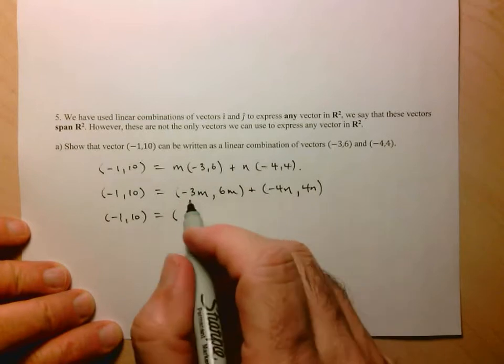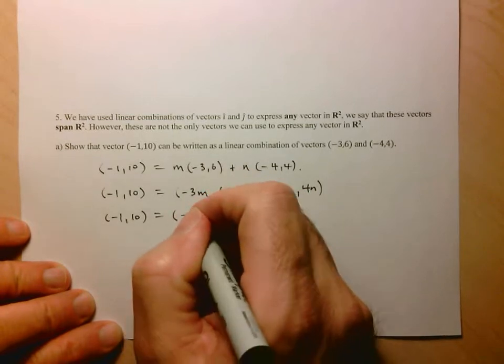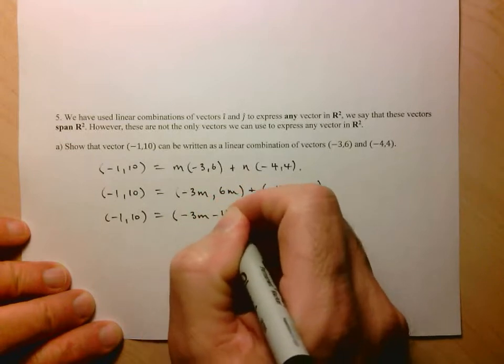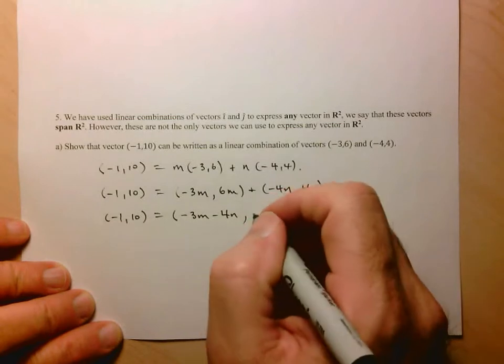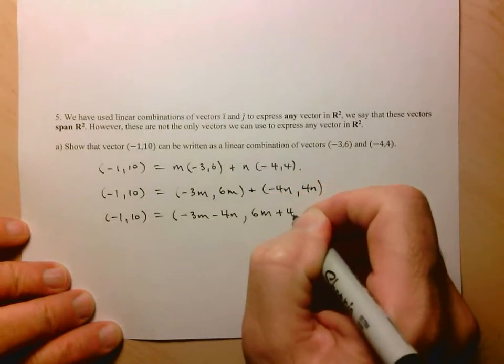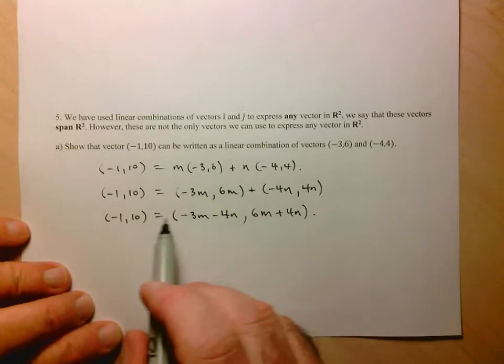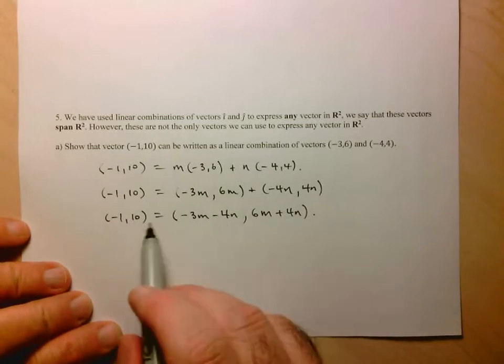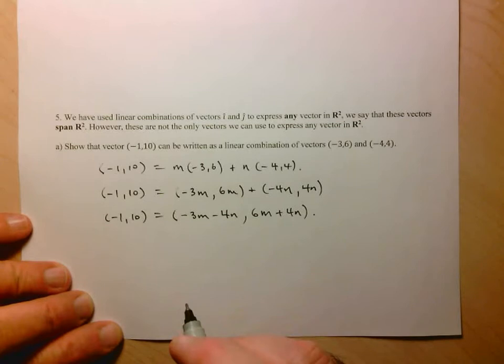The x component is going to be negative 3m minus 4n, and the y component is going to be 6m plus 4n. In order for these two vectors to be equal, the x component and the y component have to be the same. This is where we see how this problem is going to be solved. It's just going to be a nice system of equations.